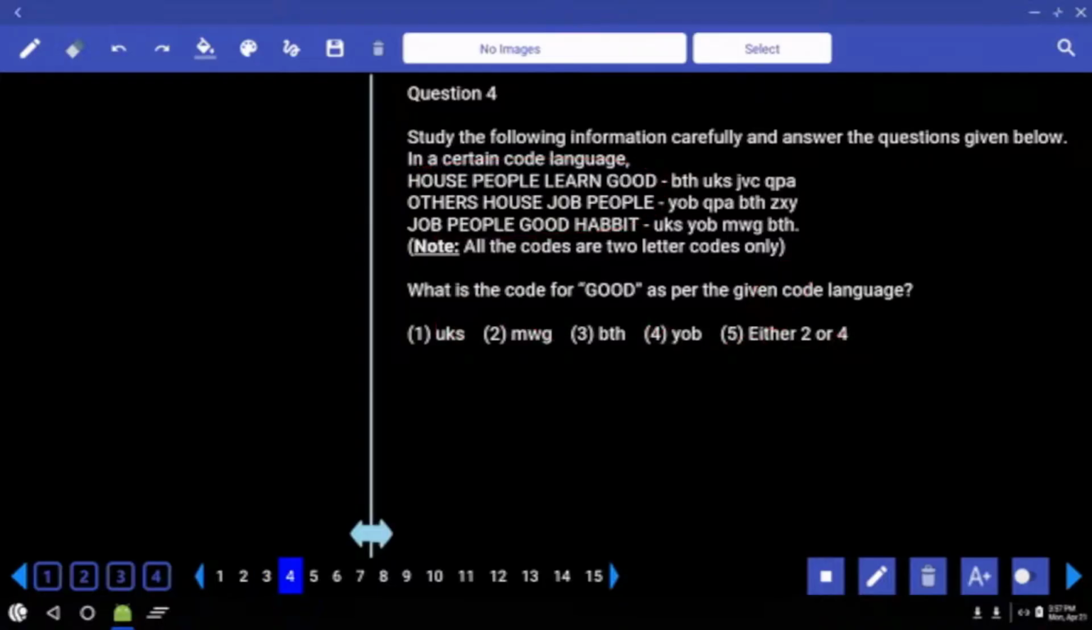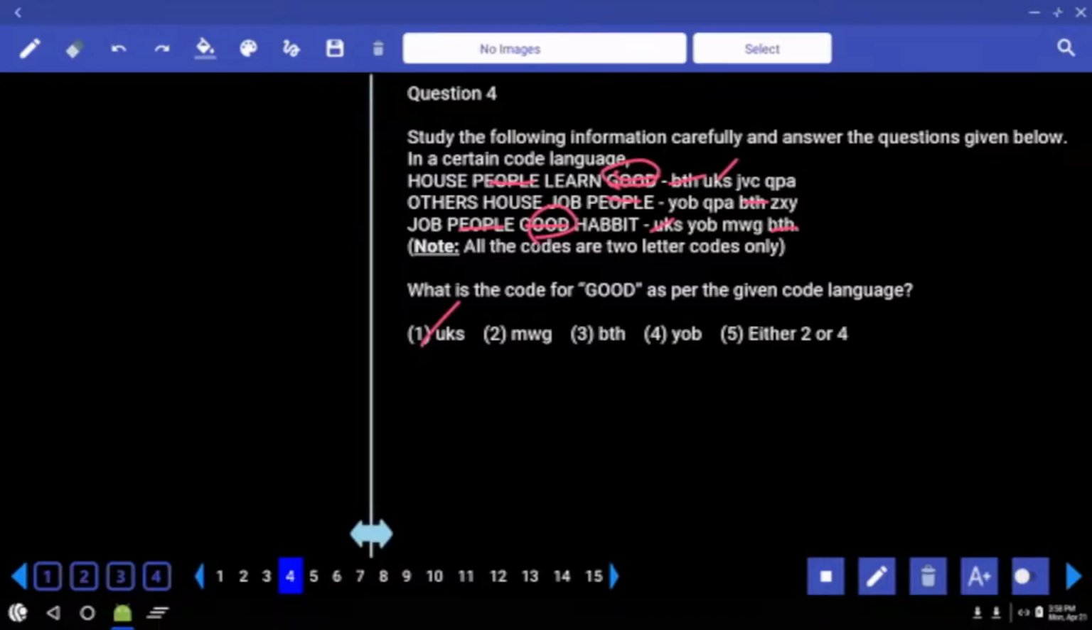Then question number 4. Now the code for good. Now where is this word good here? Good is here. Now good is here and good is here. Job, people, good, habit. Now people and good are the 2 words that are common. But as people is common in all these 3, isn't it? What is common here? BDH. And the code for people is BDH. Then what is left over here? Now good. Now good is common between these 2. Apart from BTH, what else is common? UKS. The code for good is UKS, choice 1, question number 4.